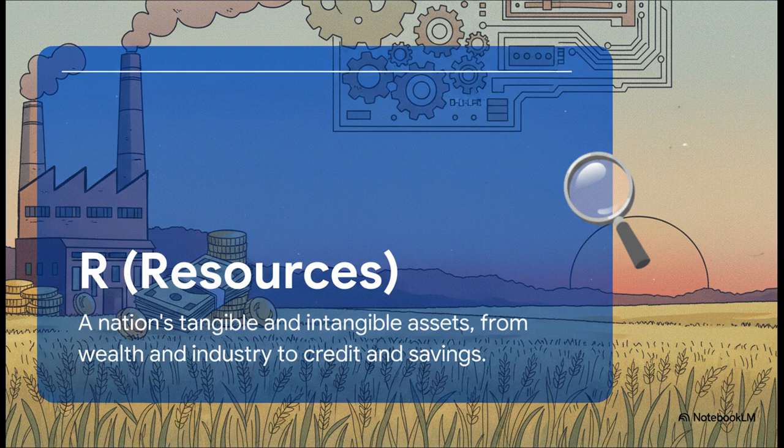Next up, we've got R for resources. Now, if the population is the engine, then resources are the fuel. This covers all of a nation's assets, not just the obvious stuff like money and factories, but also the intangible things like credit and savings, the whole shebang.